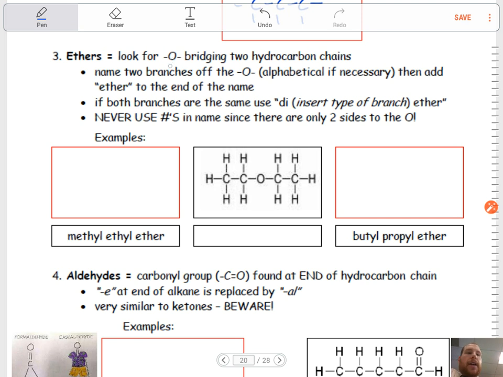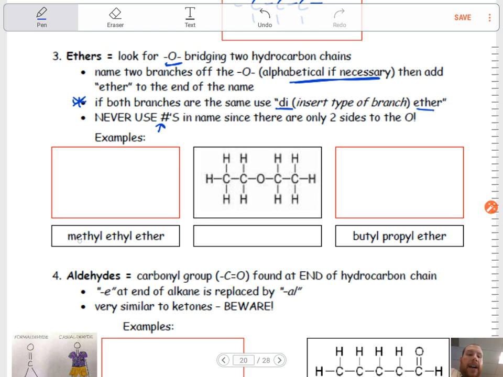Ethers. They kind of have a bridging hydrocarbon chain. Name the 2 branches off the O, alphabetical if necessary. It doesn't matter which side you start with. The only thing that matters, guys, is that if they're the same branch, we use di, name the branch, and then ether at the end. Never use numbers, okay? Since there's only 2 sides, you don't have to number them. It doesn't matter which side is which.